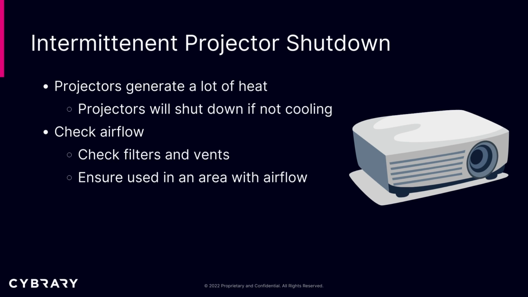Intermittent projector shutdowns. Projectors generate a lot of heat. When a projector overheats, it'll shut itself down to avoid damaging the components and the bulb. There is a high probability this is the cause for intermittent shutdowns. After the projector cools off, after it's shut down, check the air vents on the projector. Make sure there's no blockage. Make sure it has proper airflow. Also, make sure that the projector is in an area where it's not contained and has airflow around it.